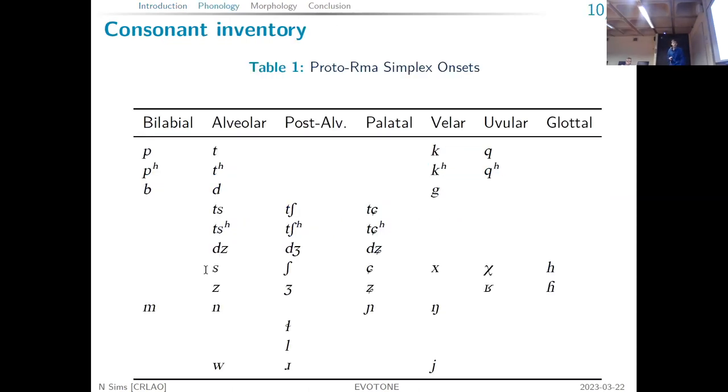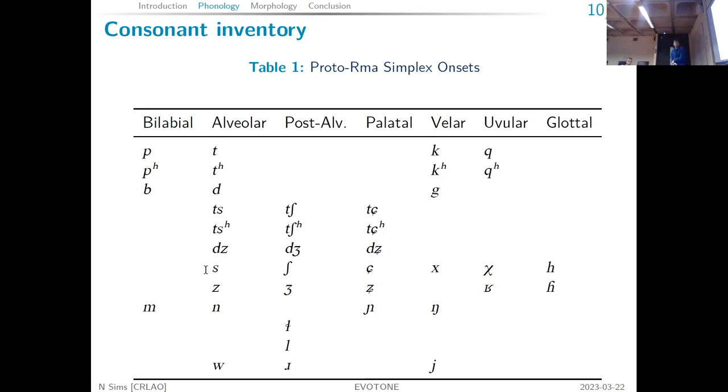So this is a typical inventory for an Rma variety. I don't think this represents any one variety, but this is what we typically find in terms of consonants. You'll find a three-way distinction in voicing between b, p, and ph, for example, for all the onsets except for uvulars. You'll find a three-way distinction in affricates. We have something like ts, dz, and tsh. Some also have a retroflex series. My thinking is that maximally you would have three series of affricates as a proto-language.